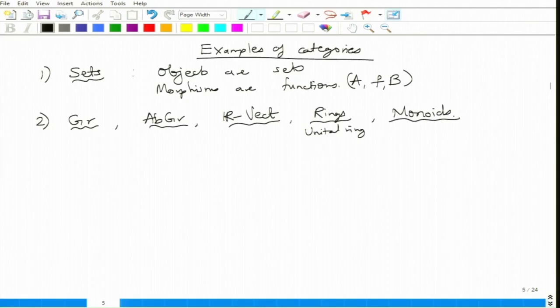Then monoids. Do you understand monoids? The definition is the same except that you cut down the part of inverse in the definition of group. The structure is simpler and one property is missing. Then if I want to further simplify it, I can also talk about the category of semigroups. It's just a set with an associative binary operation. So the structure only consists of a binary operation and the property is associativity.